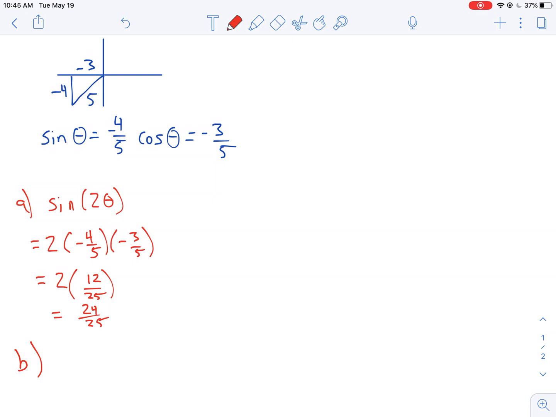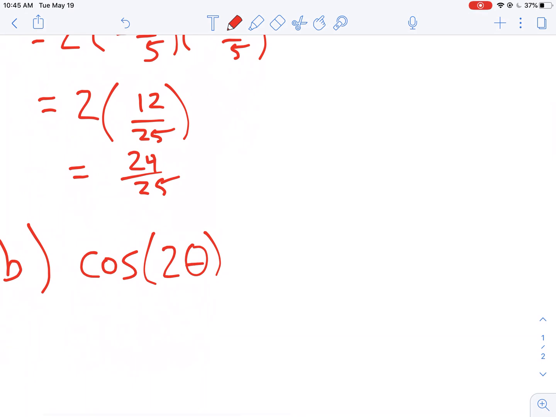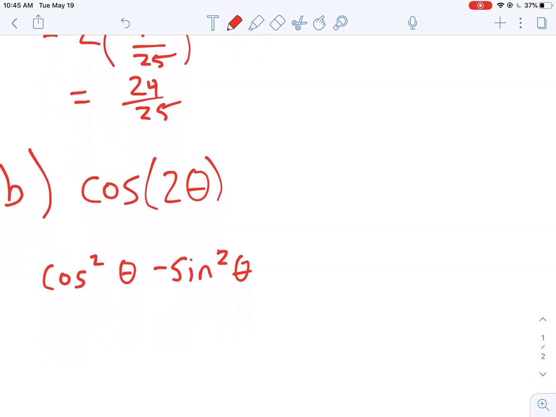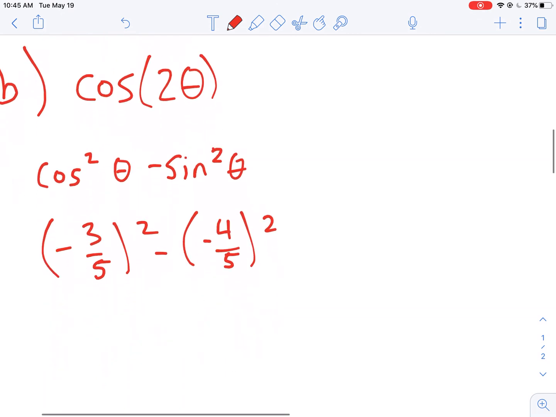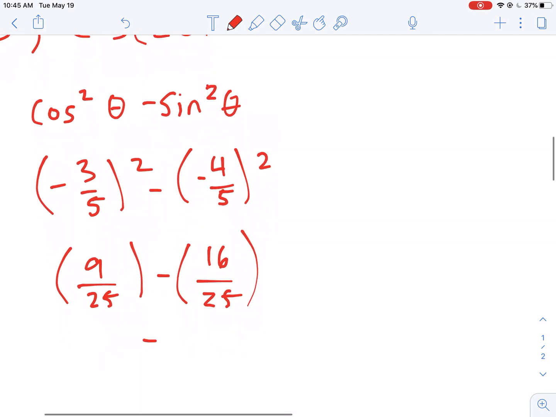Next thing that I have is to find the cosine of 2 theta. I can use any of the formulas I like. Since I have the sine and cosine, I'm going to have a little bit of fun with this one, and I'm going to go ahead and do the cosine squared of theta minus the sine squared of theta. And I'm going to say to myself, okay, that means that I am looking at -3 over 5 squared minus -4 over 5 squared. And that means I'm looking at 9 over 25 minus 16 over 25, which is -7/25.